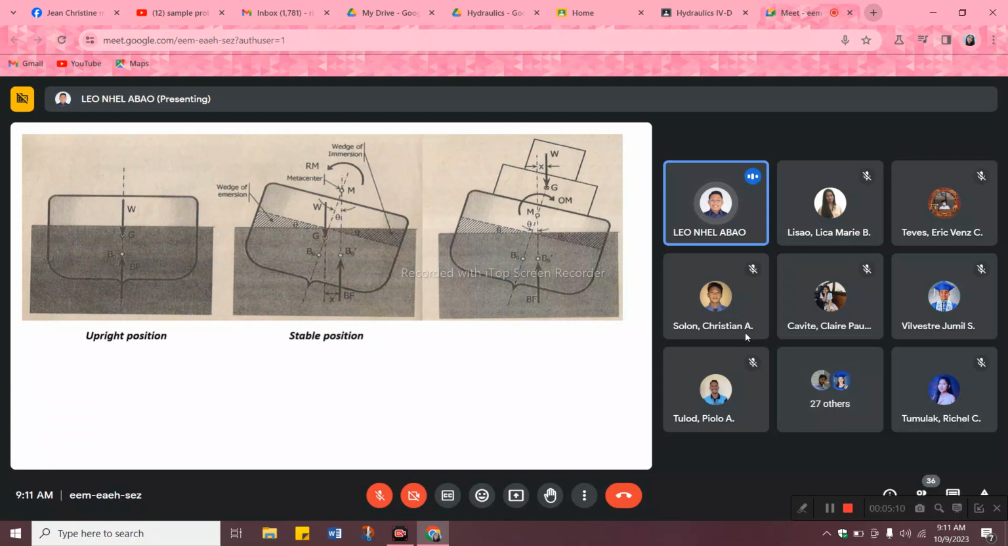Now, let's go to the third figure. Assuming it is tilted, but additional loads have been added, such as cargo. Again, class, the location of the center of gravity depends upon the total weight. So when we increase the load or cargo, the center of gravity rises. Therefore, this location goes up. So if you notice here, in the stable position, M was above G.